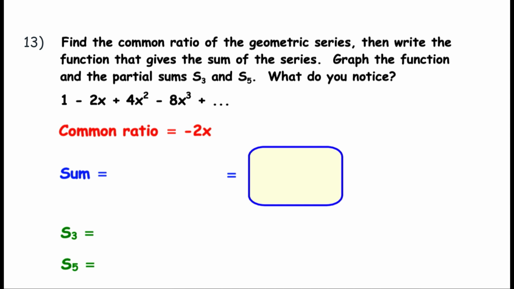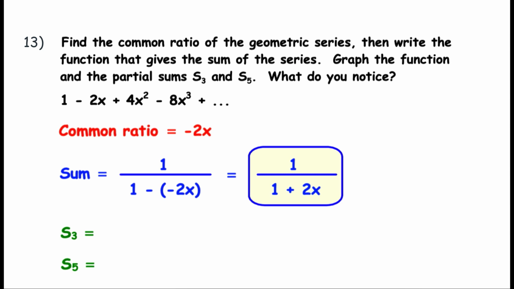And of course, the formula for the sum, as we well know, is term 1 over 1 minus r. Term 1 is, of course, the 1. And 1 minus negative 2x will be the denominator. We can definitely clean that up a little bit. That's just going to be 1 over 1 plus 2x. Okay, so that's that. So far we've got the common ratio. We've got a formula that gives the sum.